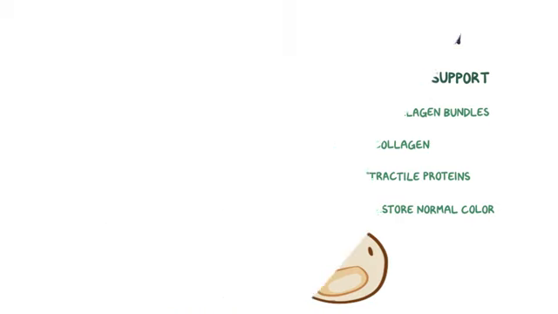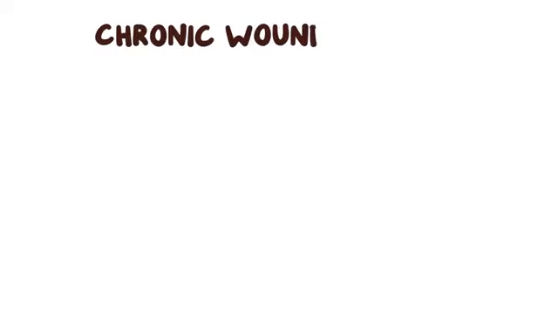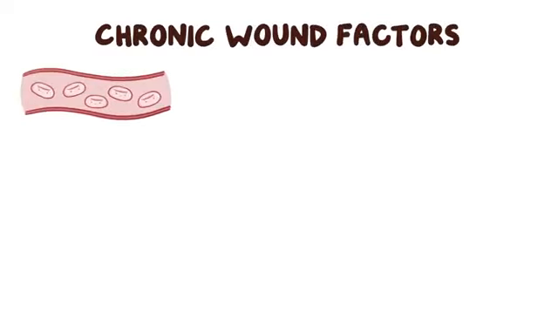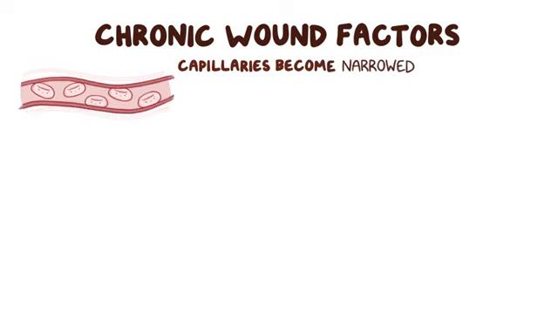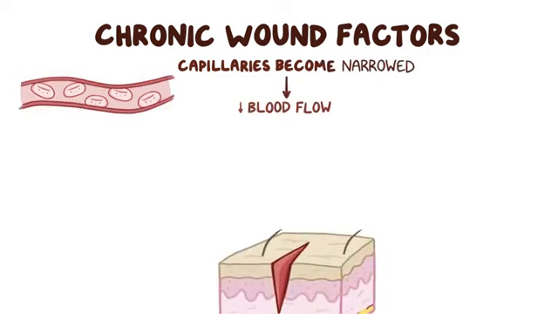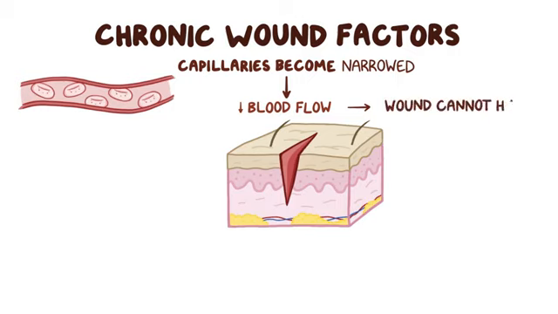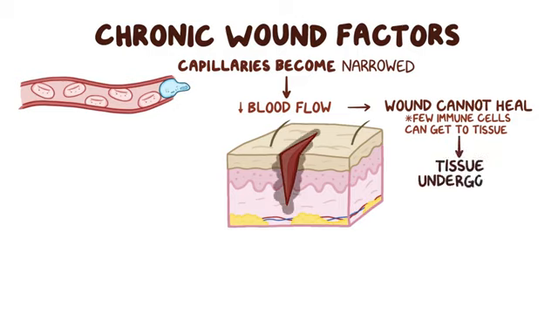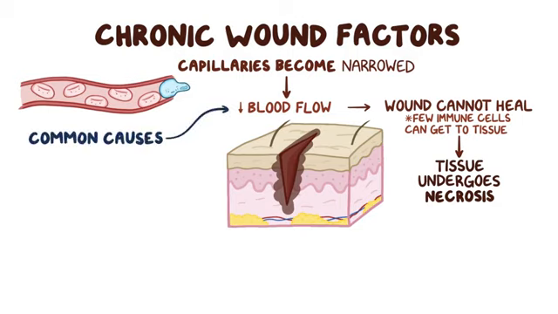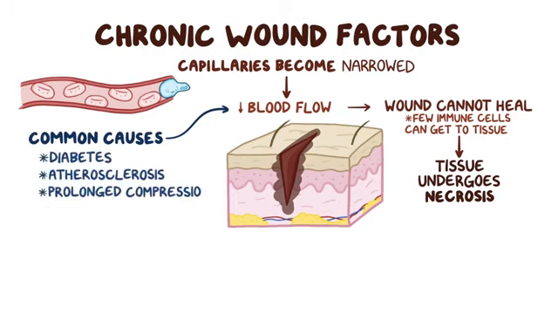Now, there are some factors that prevent proper healing and can lead to chronic wounds. For example, when the smallest blood vessels, called capillaries, become narrowed by some disease process, blood flow decreases. When this occurs, the wound cannot heal properly because fewer immune cells are getting to the damaged tissue, and the damaged tissue has a hard time getting nourished by oxygen and nutrients needed for repair. Since the tissue cannot repair itself, it undergoes necrosis, where cells die prematurely. Some common causes of decreased blood flow include diabetes, atherosclerosis, and prolonged compression.